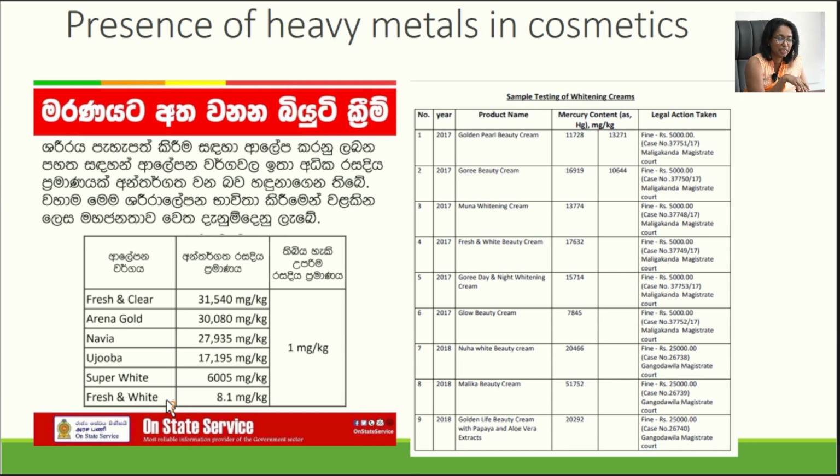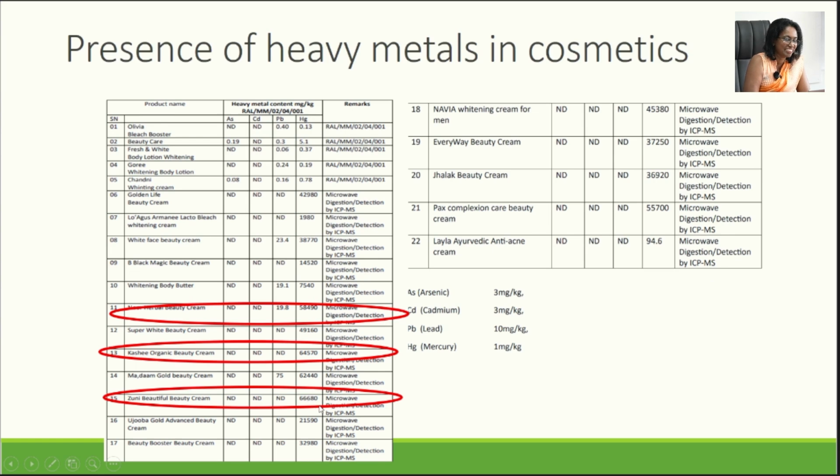These numbers are like people's salaries. Right? And look at this Zuni beautiful beauty cream, 60,680 at number 1. And then Kashi organic beauty cream at 64,000. Okay? So these are the amounts. And the recommended limit is given there, mercury is 1 milligram per kg or 1 part per million. Okay, this is where we stand regarding mercury.